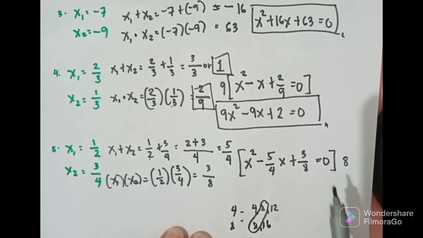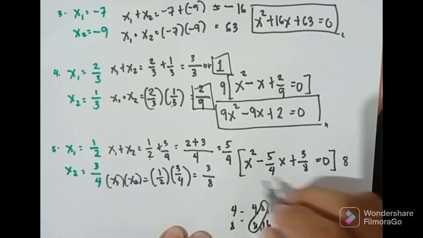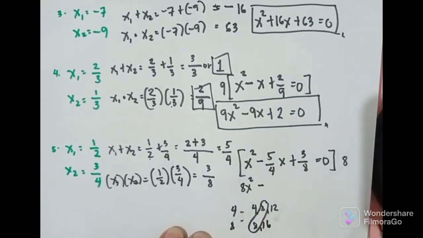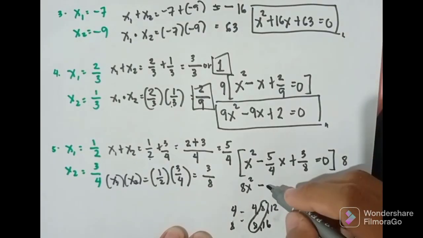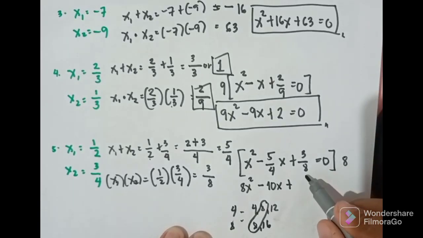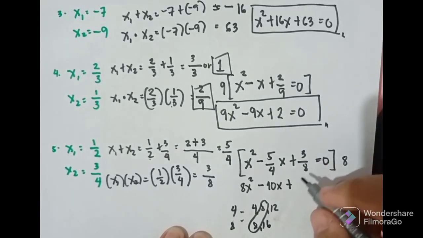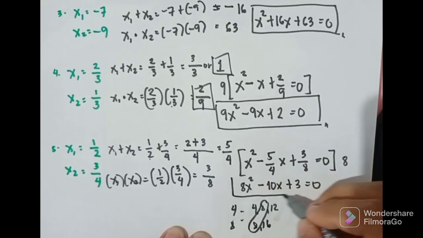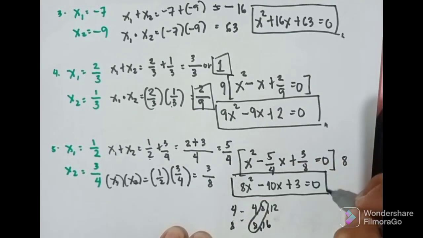Okay. So, 8 times x squared. So, magiging 8x squared. So, minus ganun ulit. Divide times. 8 divided by 4, that is 2. 2 times 5, that is 10x. Plus, 8 divided by 8, that is 1. 1 times 3, that is 3. And this is equal to 0. So, now, this is the final answer.